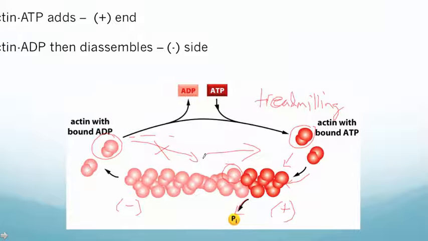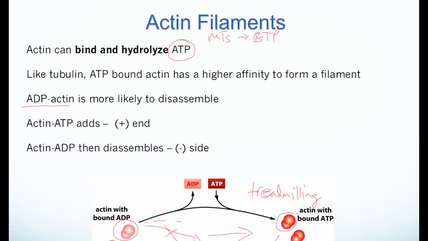So there are some animations on YouTube you can probably find of this happening. But just remember, the ATP actin binds to the plus end. When it binds to the filament, it hydrolyzes ATP, becomes ADP-bound actin, and at the minus end has less affinity for the filament and therefore will disassemble at that minus end.